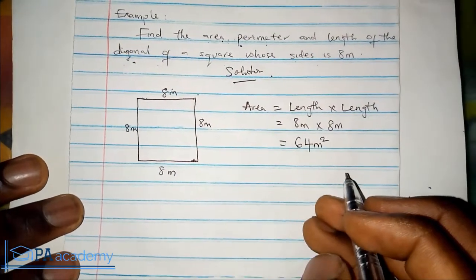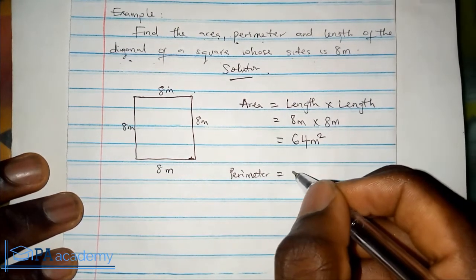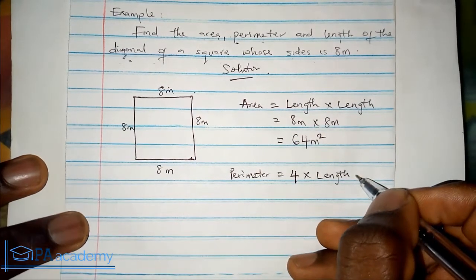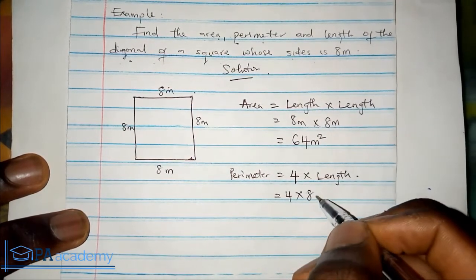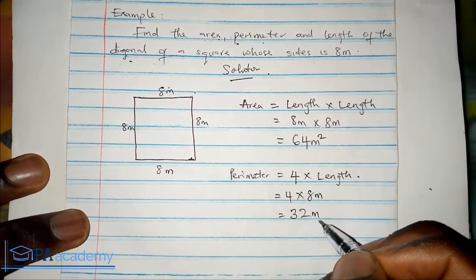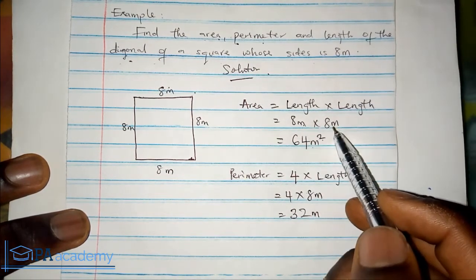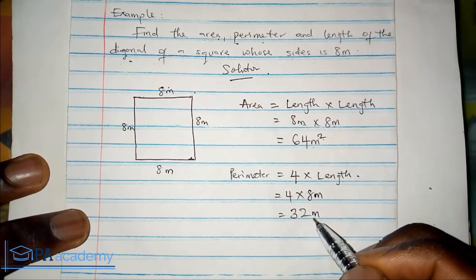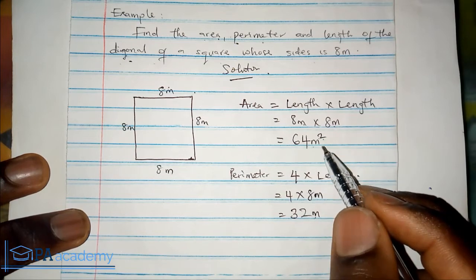Now let's calculate the perimeter. The perimeter is equal to 4 times length. And we know our length to be 8 meter. So that will be 4 times 8 meter, which gives us 32 meter. Don't forget, for the area the unit is meter square, because we have meter and meter, and meter multiplied by meter gives meter square. While here we only have meter. So that's why it's only meter for perimeter. The perimeter is not with square, while the area is always with square. So take note of that.